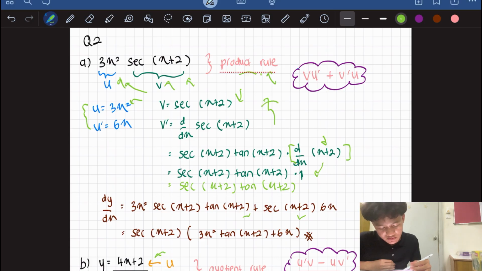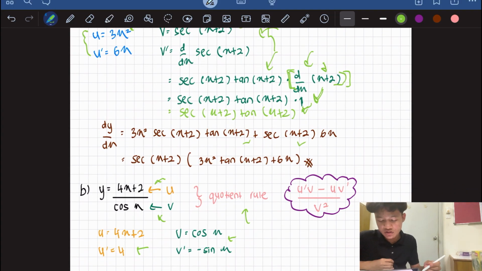So differentiate the v, which is v', d/dx of sec(x plus 2). Next, it will be sec(x plus 2) times tan(x plus 2) times d/dx of (x plus 2). We need to differentiate this part, which results in 1. So the result is sec(x plus 2) times tan(x plus 2) times 1. So the final answer for this part is sec(x plus 2) tan(x plus 2). Then we insert into the formula, dy/dx equals 3x squared sec(x plus 2) tan(x plus 2) plus sec(x plus 2) times 6x.